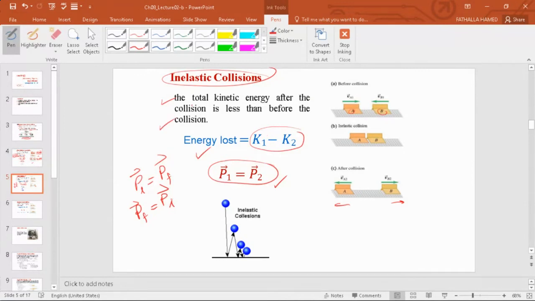And in that case, you have what? You have a case of inelastic collision. You have something here that comes down, it hits, it goes back to a different level. You know that you're losing what? You're losing energy. And this is what we call inelastic collision.